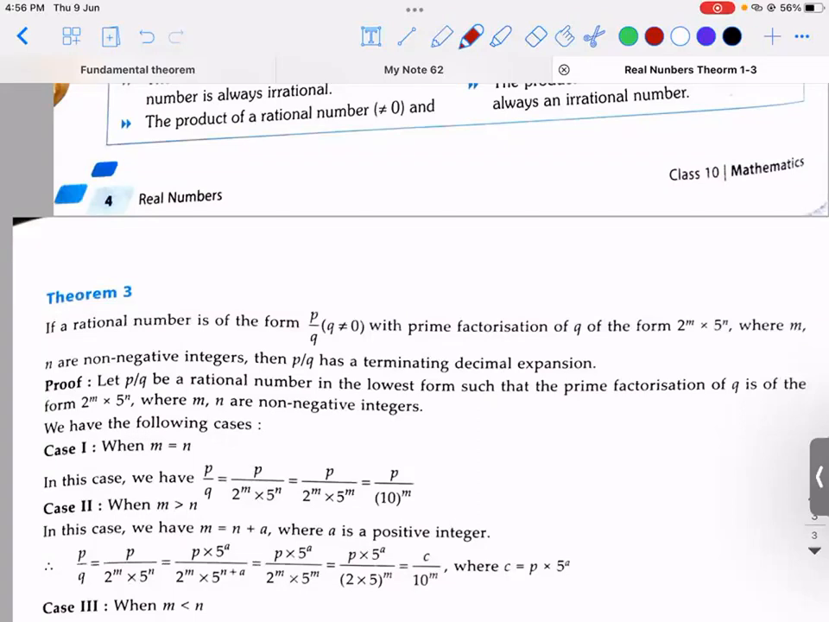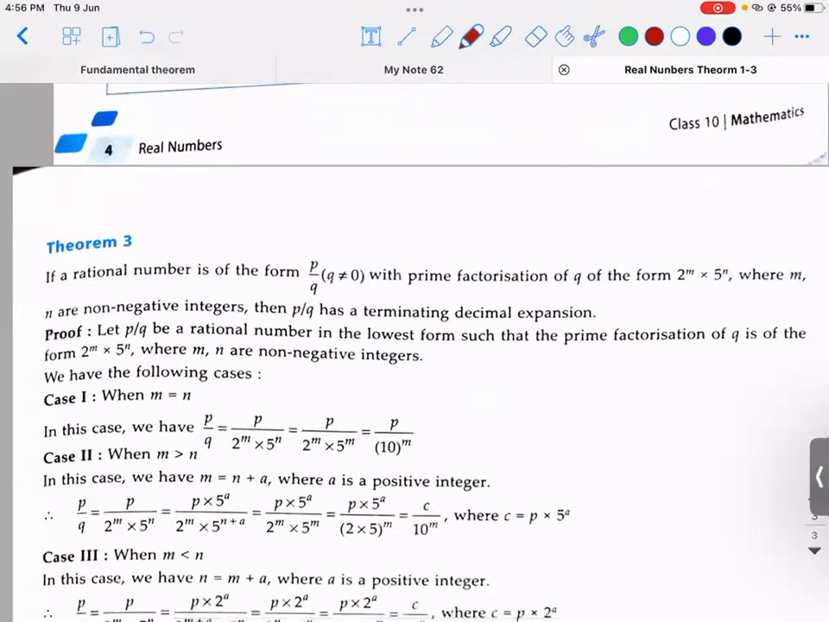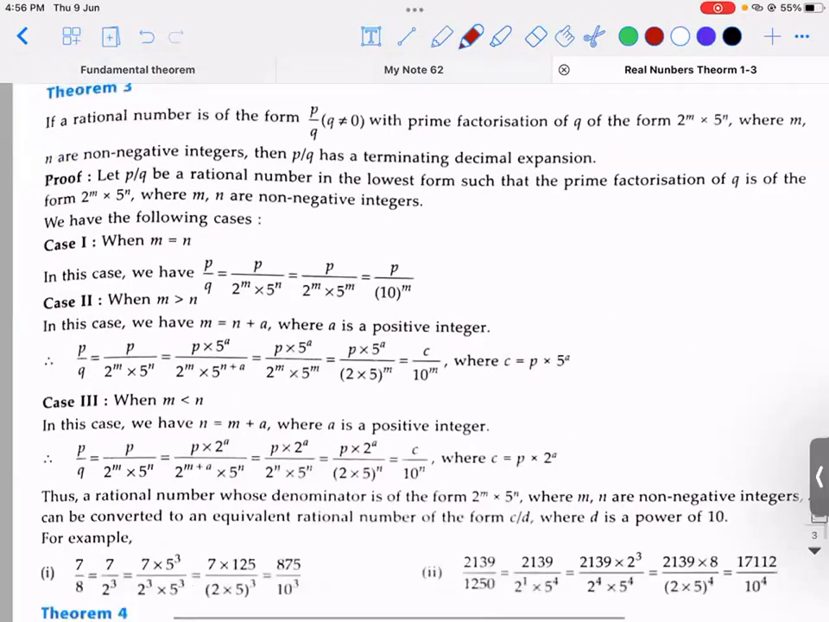Okay. So theorem number 3, what are they saying? If a rational number is of the form p by q where q is not equal to 0, and the denominator q can be written in the form of 2 power m into 5 power n, then definitely we can say that the rational number has a terminating value. If not, you cannot express it. Provided m and n are what? Non-negative integers, where of course you can include 0. So clear? So based on this, can we try out some problems?